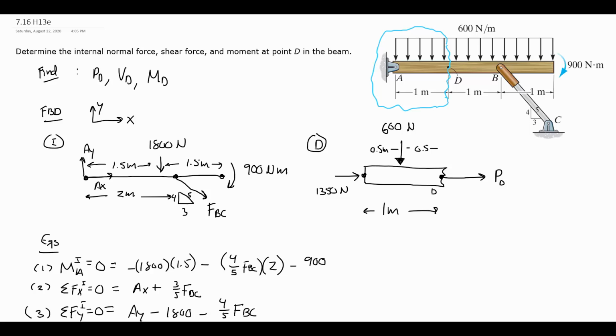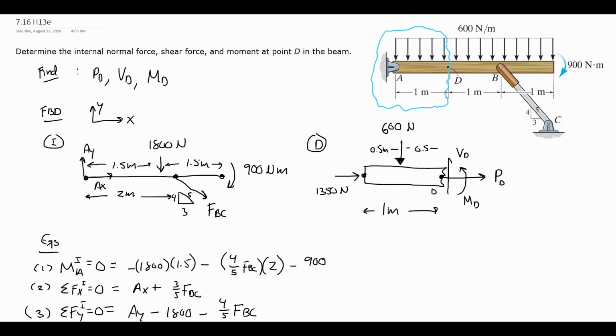So specifically at D, this will be the internal normal force. Parallel to the surface of the cut will be my internal shear force, V sub D, and then an M sub D. I chose up for V sub D. I chose counterclockwise for M sub D here.